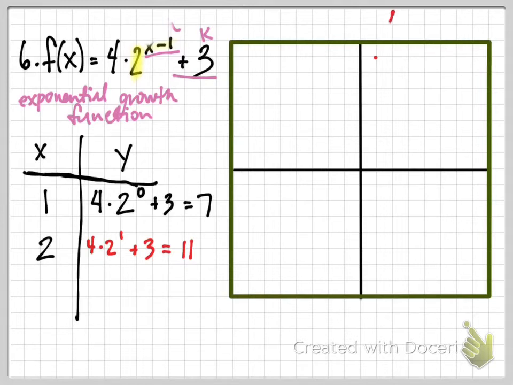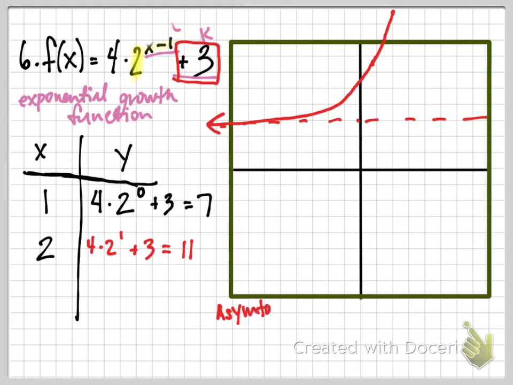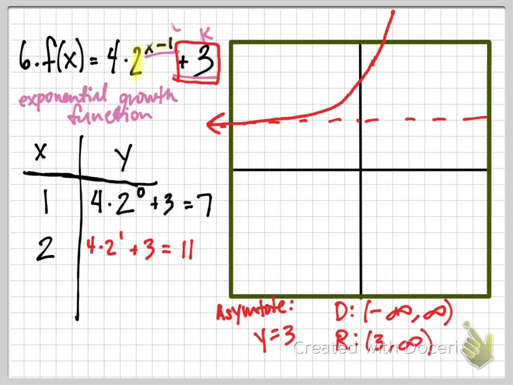You can just connect the dots, but just know that your horizontal asymptote is going to be this k value right here. So I'm just going to draw a dashed line. So it would just curve to the left and then kind of stop at y equals 3. So my horizontal asymptote in this case is going to be y equals 3. My domain would always be negative infinity to positive infinity. My range starts at 3 and goes to positive infinity.